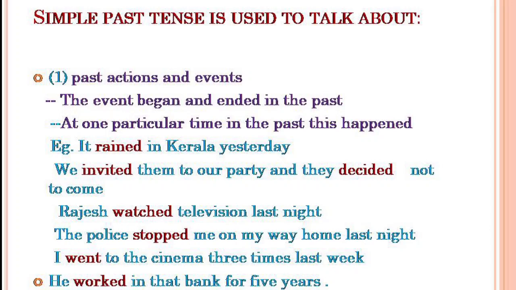The simple past indicates completion of an action in the immediate or remote past. For example, Remini returned yesterday. Newton saw an apple fall. Some other examples are here. It rained in Kerala yesterday. Immediate past. We invited them to our party and they decided not to come. Time is not mentioned. Yet obviously the actions took place in the past.